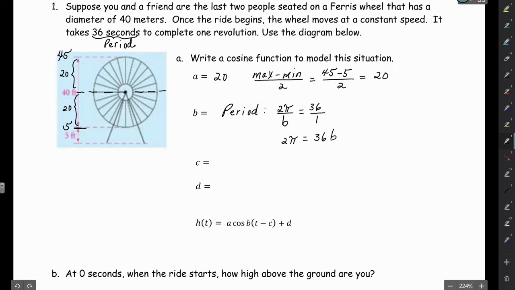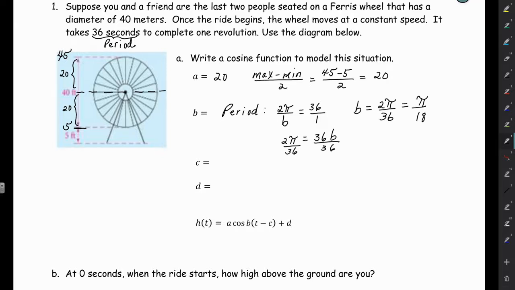And now I'm going to solve for b. So divide both sides by 36, and we get b is equal to 2 pi over 36. And if we simplify that, we get pi over 18. All right, so far so good. So we know a is 20, we know that b is pi over 18.